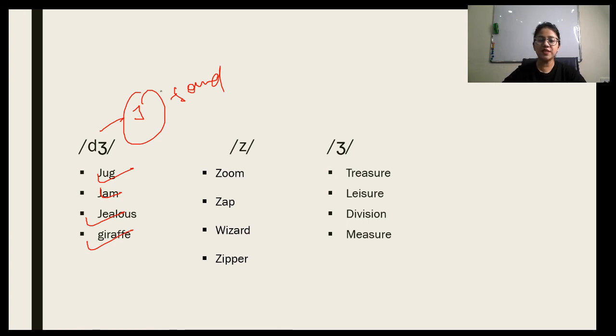Let's move on to Z. This is the next sound in the J series. Z. So this is zoom. So it's like zzz. You can feel the vibration in your tongue. Zzz, zoom, zoom. So zap, wizard, zipper. Can you give me more words with the z sound?